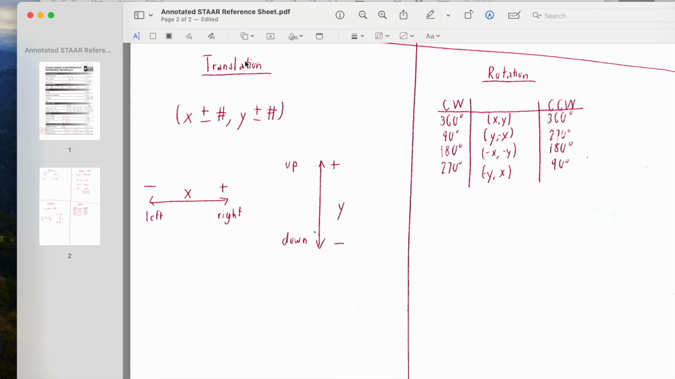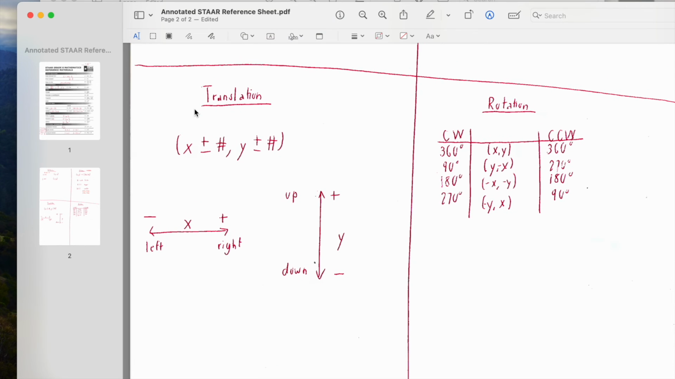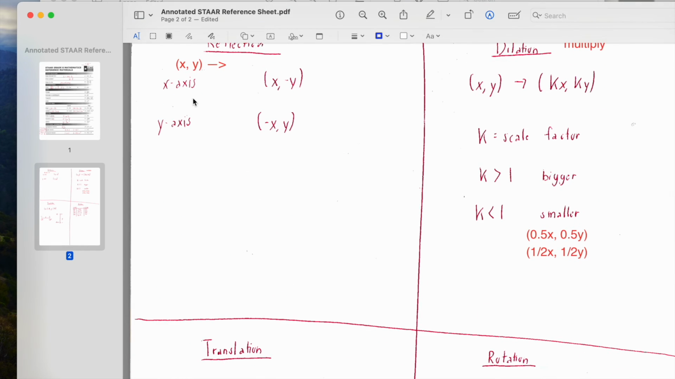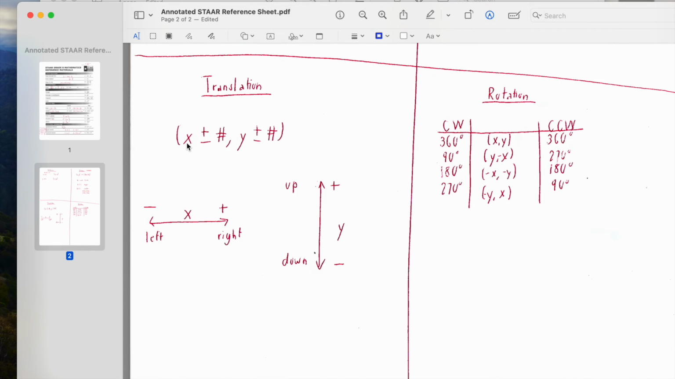Okay, next we have translation. Again, all of our rules start with this x comma y arrow. But for translation, the important part of our rule is x plus or minus a number, comma, y plus or minus a number.